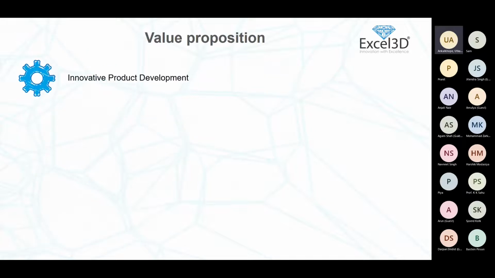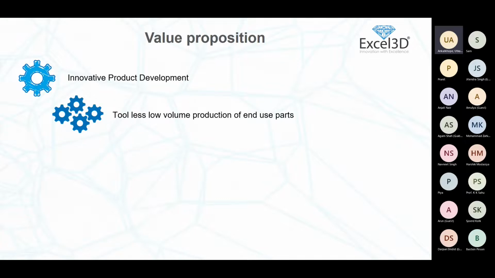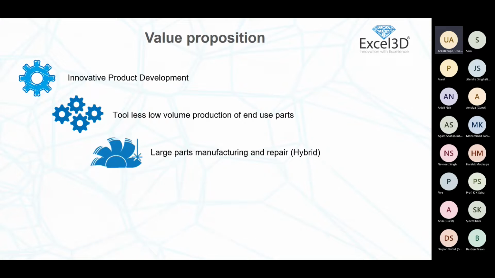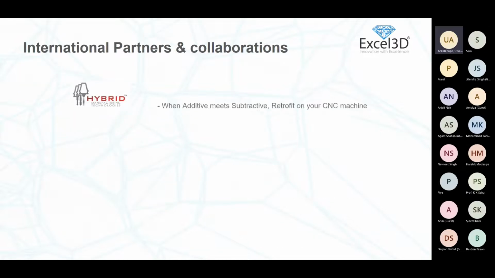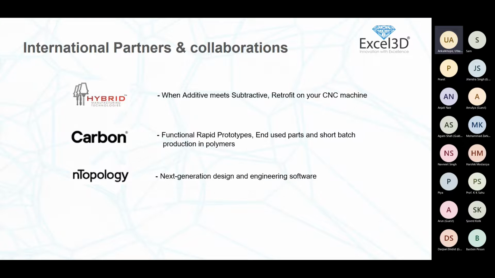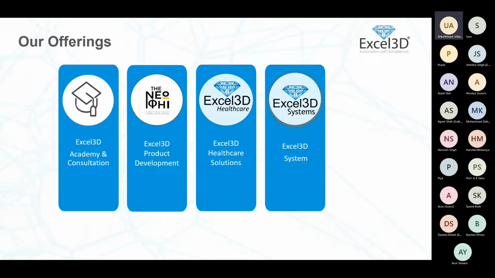So that's our mission. Why would you talk to EXCEL3D? These are our value propositions. Innovative product development, we believe in toolless manufacturing. So we are not just catering towards prototyping anymore as an industry, as you all know. So we'll be doing our role in that. Large parts manufacturing, repair, as well as near net shape manufacturing, next generation key engineering solutions in AM, and skill development. We have some collaborators with us: Hybrid Technologies, Carbon, nTopology, and Sigma Labs. These are the core partners who are helping us to drive ourselves in the market.